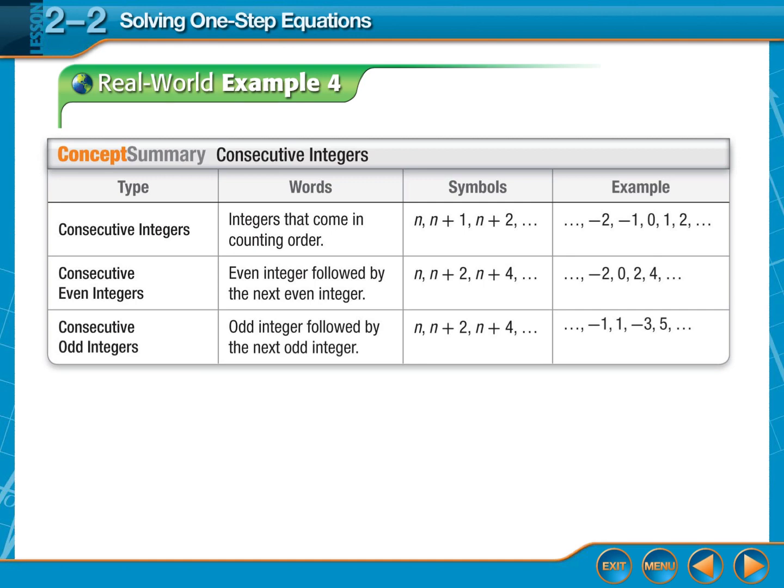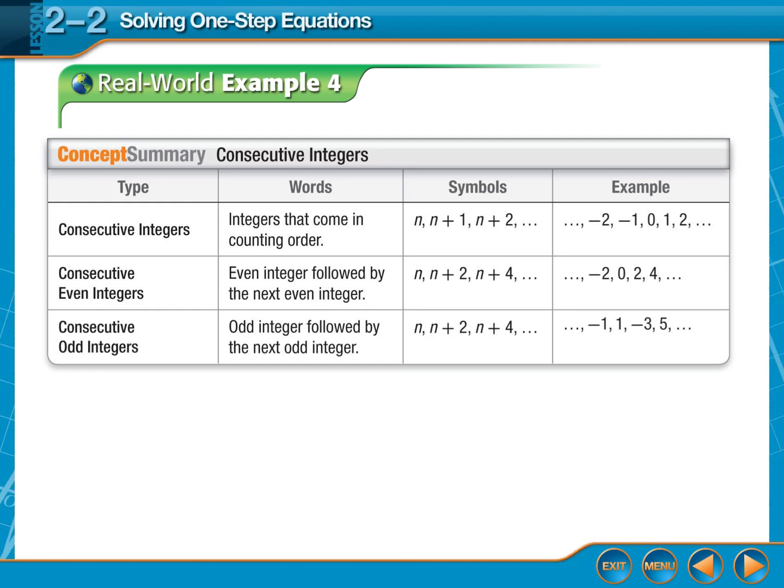Let's talk about consecutive integers real fast. What does consecutive mean? One after the other in a row. Okay, so give me an example of consecutive integers. -2, -1, 1, 2, 3, right? Just regular numbers. Yep, you can have that.